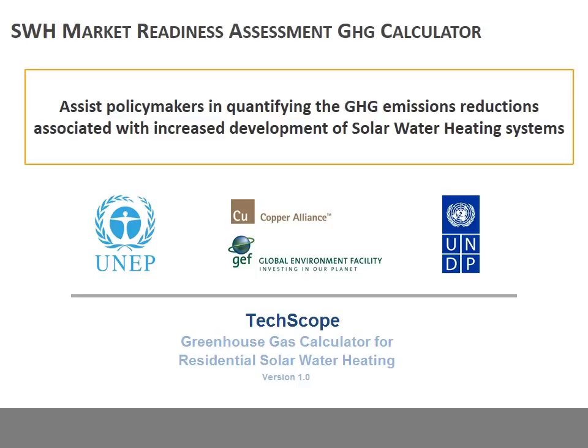The objective of the tool is to help policymakers quantify GHG emissions reductions associated with the increased residential solar water heating deployment. The tool may be useful for the commercial sector as well, but it is not intended for industrial sector emissions calculations. The Excel-based greenhouse gas calculator was designed with policymakers in mind, but could be adapted by a wide variety of users interested in estimating greenhouse gas emissions associated with the use of solar water heating.